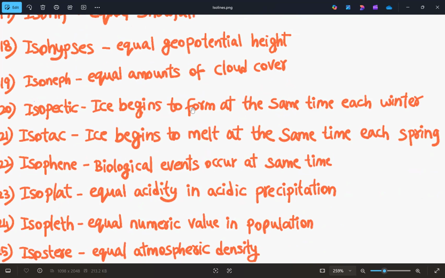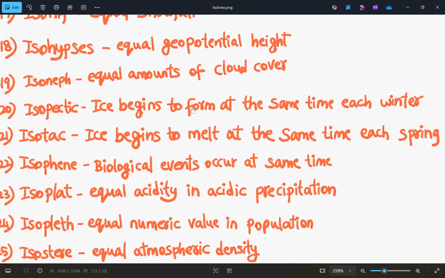Isopectic is the opposite of isotac. On isotac, ice begins to melt at the same time each spring. So in isopectic, ice begins to form at the same time each winter, whereas in isotac, ice begins to melt at the same time each spring. This is the difference between isopectic and isotac.